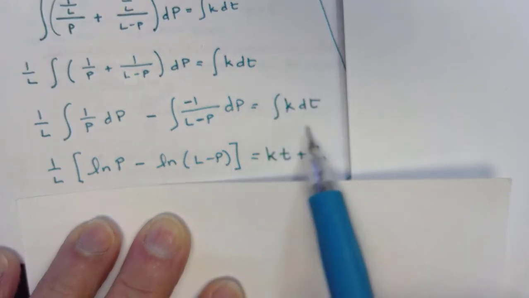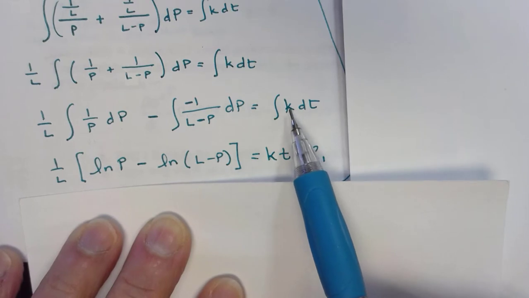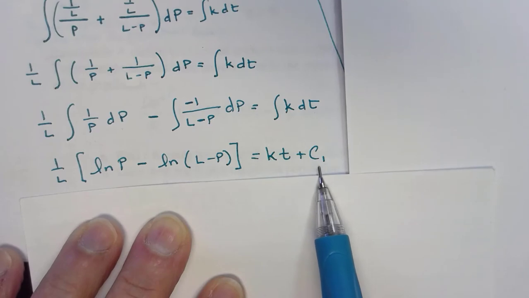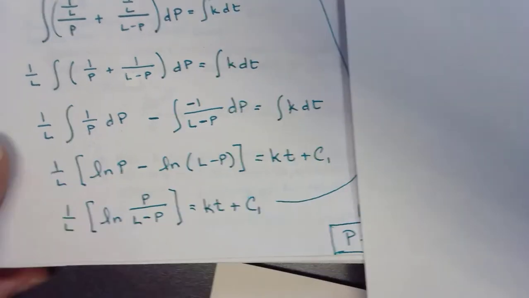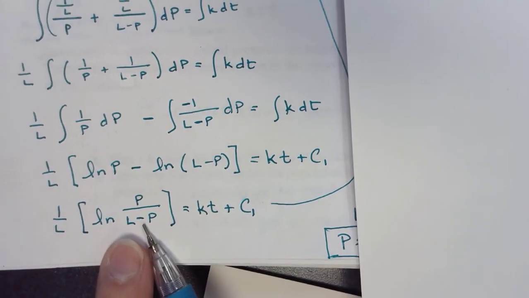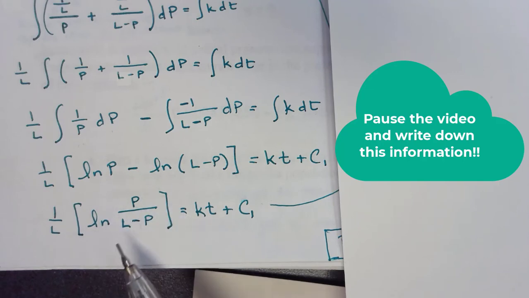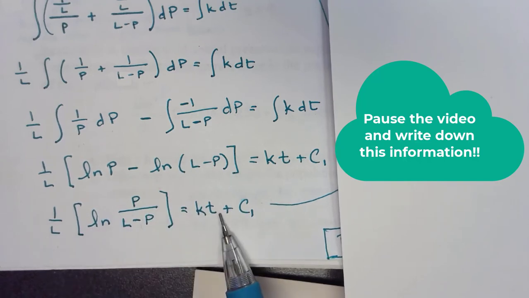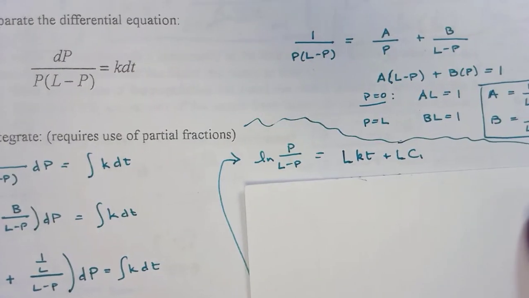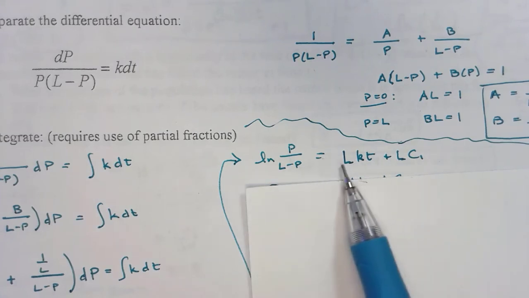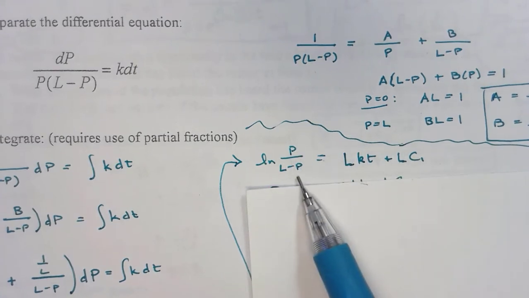Equals, now this side is what you should know from previous. K is a constant times T plus my unknown constant C that's going to be for everything. And using our log rules, we know that this becomes this. Now, remember that before we do log is exponent, we need the log part completely isolated, which means this L needs to get multiplied by both sides. That is going to give us this. And now log is exponent. This is my exponent on E, which equals P over L minus P.